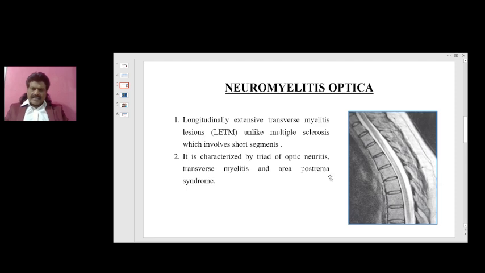And then it is characterized by a triad: optic neuritis, transverse myelitis, and area postrema syndrome. Area postrema is a place that lacks the blood-brain barrier. Generally, the brain is protected from toxins because of tight endothelial junctions known as the blood-brain barrier. So anything in the blood cannot traverse easily into the brain. It is protective in nature. Otherwise, a lot of toxins could enter the brain and cause toxic encephalopathy.